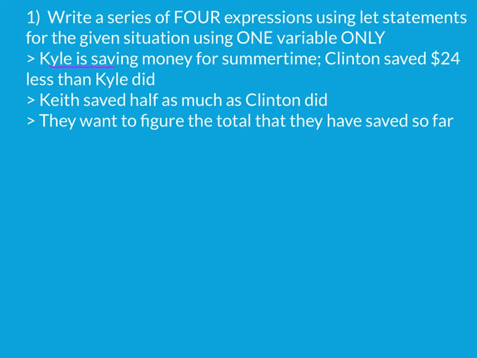Kyle's saving some money. Clinton saved $24 less than Kyle. And Keith saved half as much as Clinton. Okay, so we need to, of course, say who is the first one that we don't know. Who's the first one we need to know? That, in this case, would be Kyle. Kyle's saving some money.